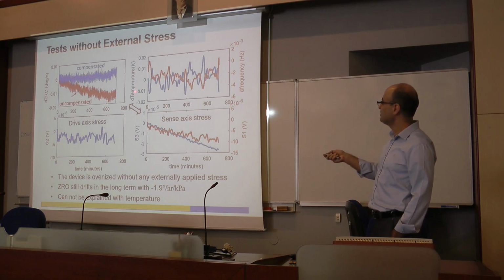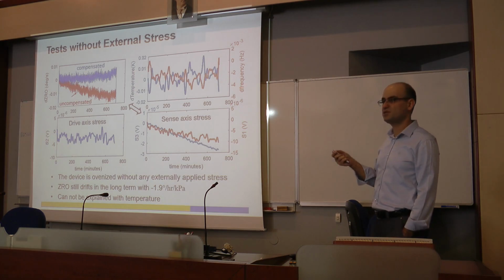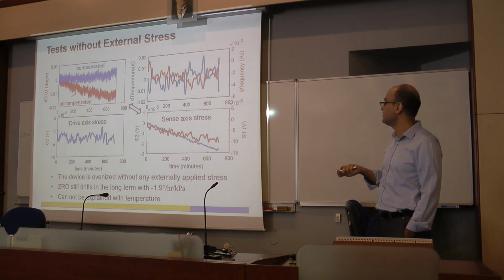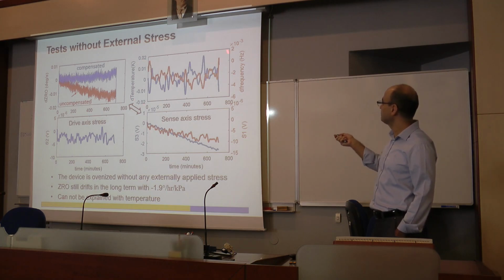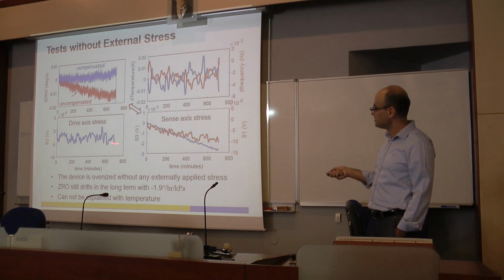In general, we plot temperature versus frequency because frequency is a strong function of temperature because of material properties. And temperature is not changing. It's very stable, like 40 millikelvin stable. And frequency is very stable to 10 millihertz. This is drive axis stress. This is sense axis stress.